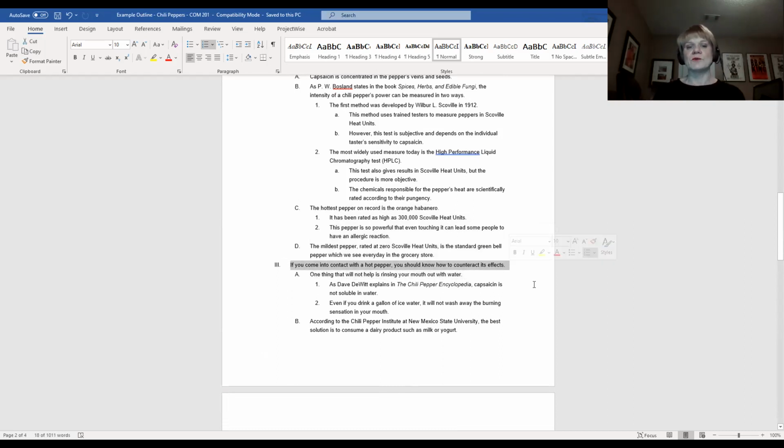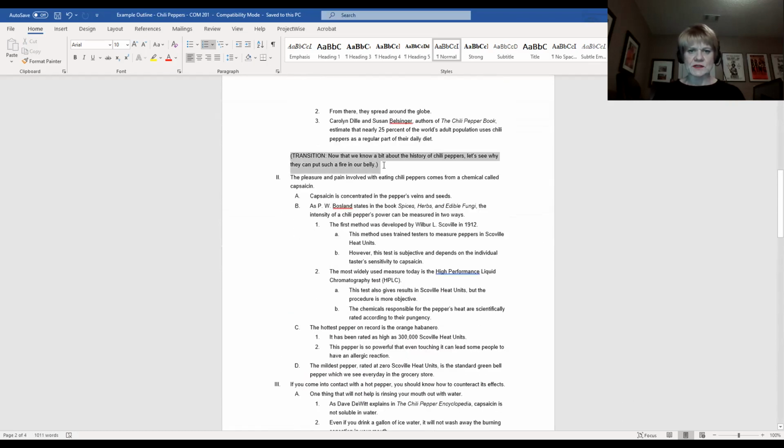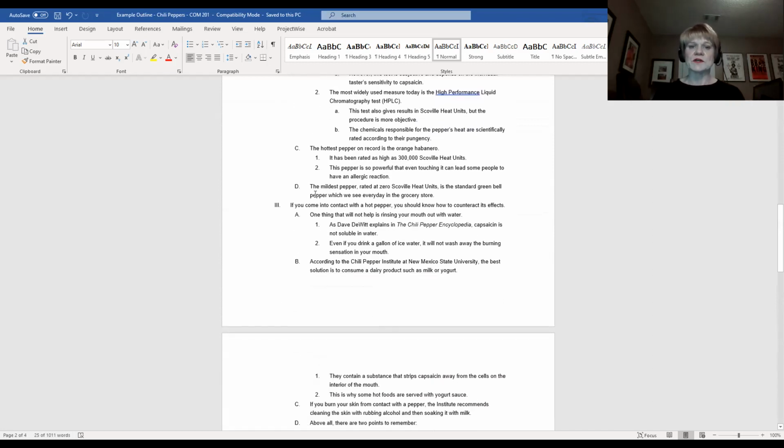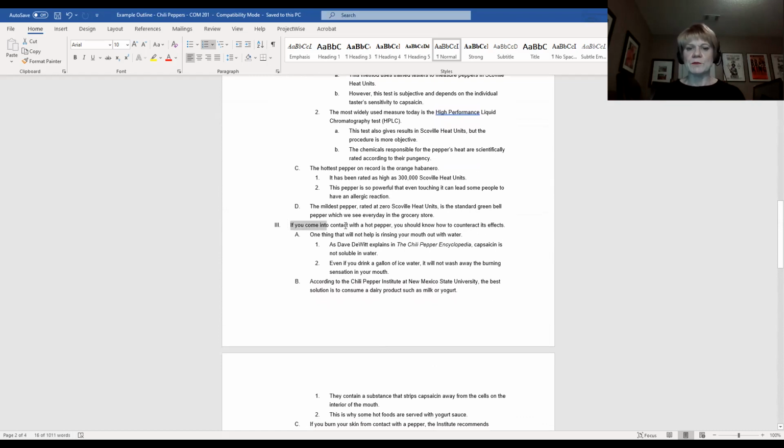If you come into contact with a hot pepper, you should know how to counteract its effects. Now, remember between main point 1 and main point 2, we put a transition sentence. Perfectly legit. Here, we didn't. We just go straight from talking about capsaicin and how the heat of peppers works right into, if you come into contact with a hot pepper, you should know how to counter its effects. That's because these 2 main points are very closely related. So I don't necessarily need to bring people along with a special transition sentence.